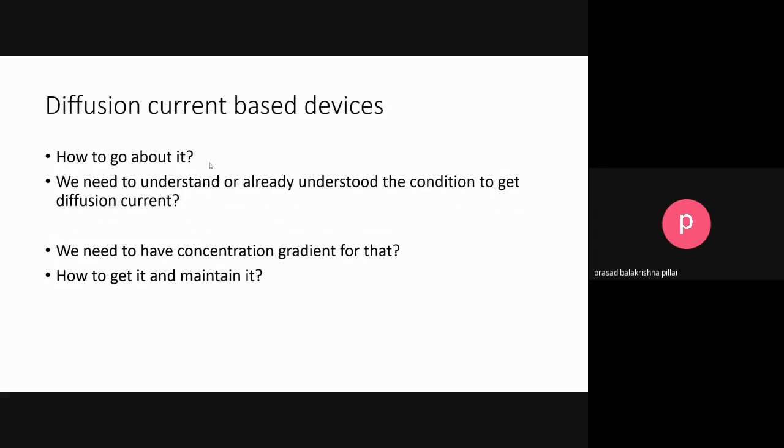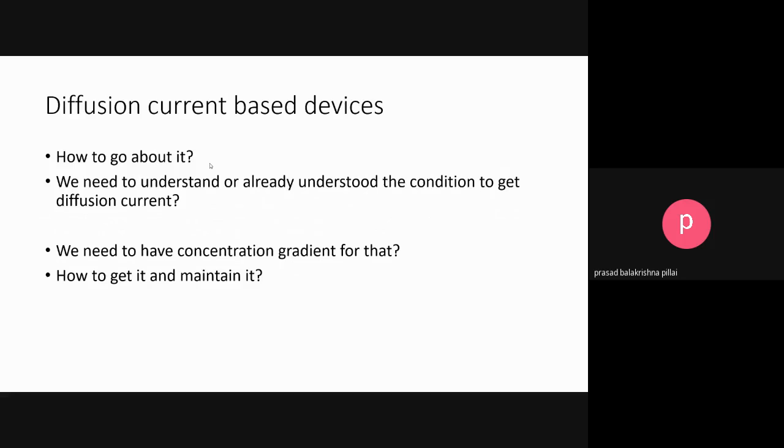So diffusion current based devices, let us see. Now the thing is how to go about it. What is the condition required for getting the diffusion current? Concentration gradient. Yes, you need to have a concentration gradient of charges. It should be mobile charges, so that they can diffuse, like gas atoms or molecules, whenever there is a concentration gradient. Even in the case of doping, we have seen we were taking advantage of diffusion for doping the semiconductor. There, of course, the neutral atoms we were diffusing, whereas in this case, mobile charges like electrons and holes can diffuse. So we need a concentration gradient for that.